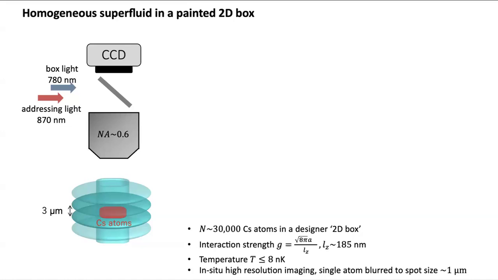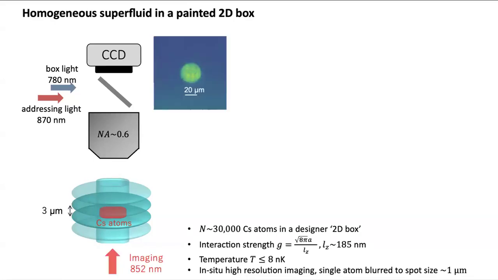Horizontally, we use a high resolution microscope objective to project repulsive light to confine the atoms inside this kind of repulsive wall. So for example, this is a circular wall. To observe the density distribution of the atoms in the box, we send a resonant light from beneath the atoms and through the plane where they are confined, and then we use a CCD camera to record the shadow cast by the atoms. From there, we can know the density distribution.